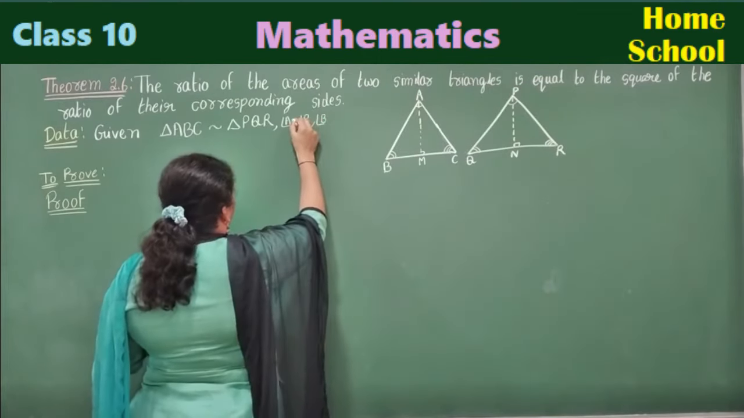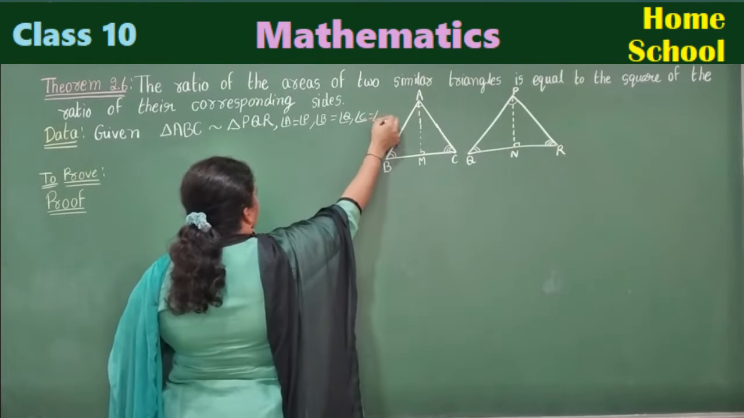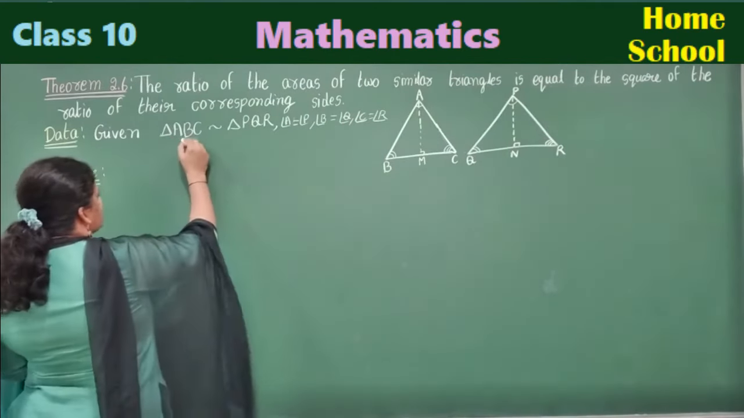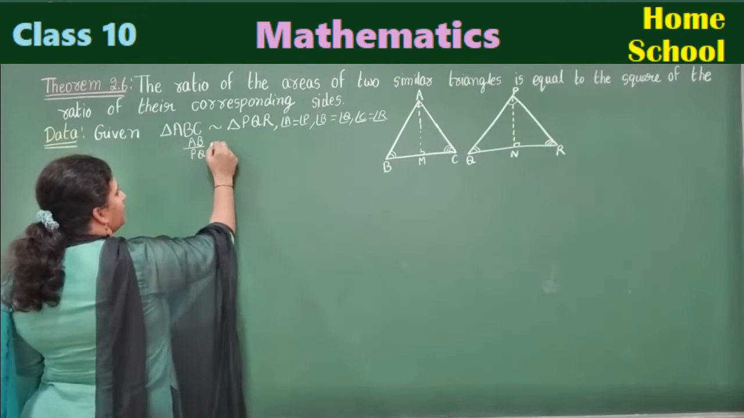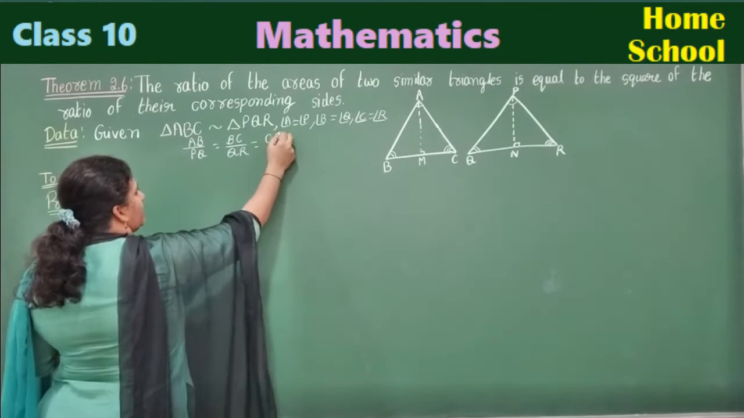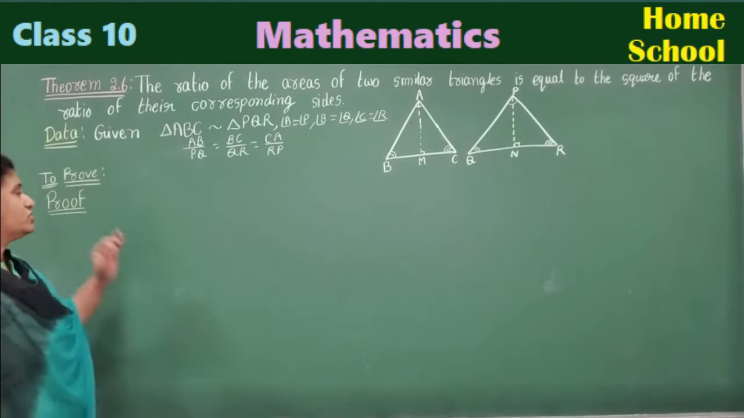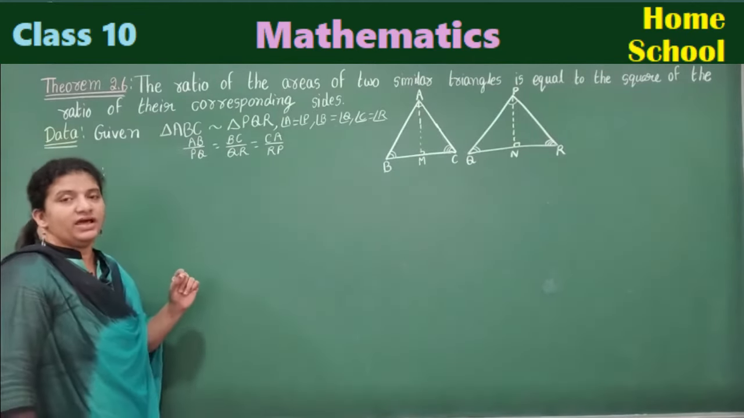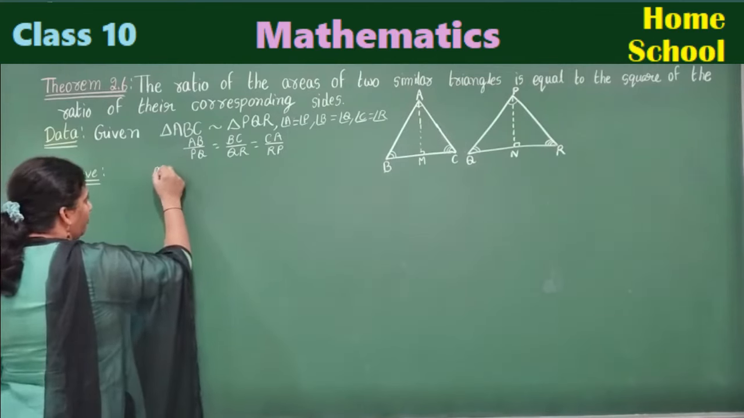Angle A is equal to angle P, angle B equal to angle Q, angle C is equal to angle R. And their ratios are in proportion. So children, what can I write here? AB by PQ is equal to BC by QR is equal to CA by RP, or PR you can write. So now what do we need to prove here, children? The ratio of the areas. So let me write it here to prove.